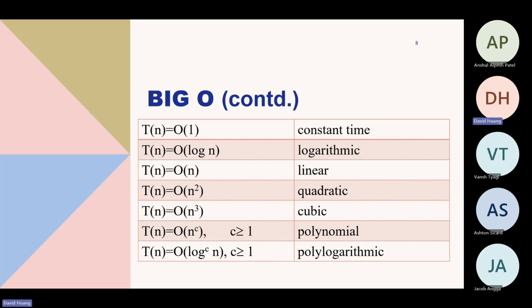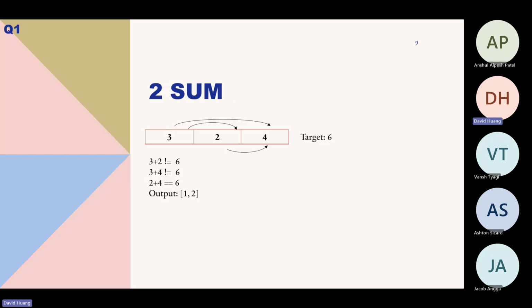All right, so let's try to do some problems. So the first problem is the two sum. If you Google LeetCode two sum Blind 75, you'll see the problem, and it's basically you're trying to find the target with the elements in the array. Let me go to that problem.